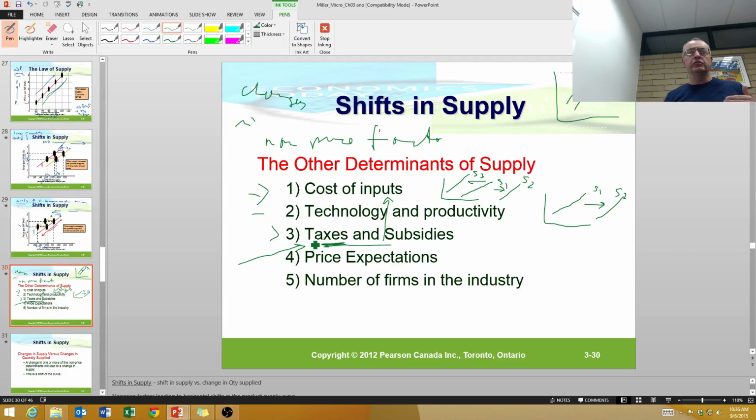So if producer taxes go up, the supply curve will shift to the left. And of course, if taxes decrease and the cost of production decreases, then the supply curve will shift to the right. And we'll come back to the effect of taxes later on.